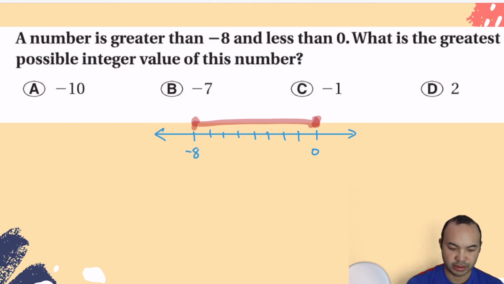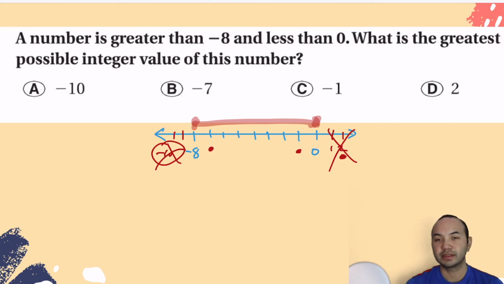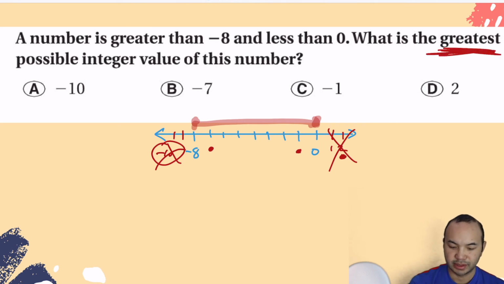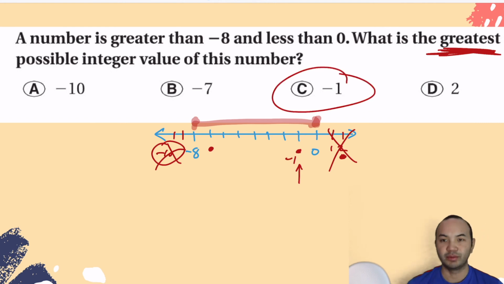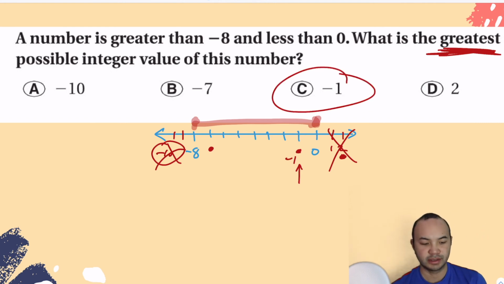So let's just check then. We have -8, we have -10 is all the way over here, -7 is over here, -1 is over here, and 2 is over here. So 2, that's not in the range. -10 is not in the range. -7 is to the left, so it's a low number, but it says the greatest possible integer, so that would have to be this one right here, which represents -1. So it's going to be -1 is the greatest possible integer value of this number.